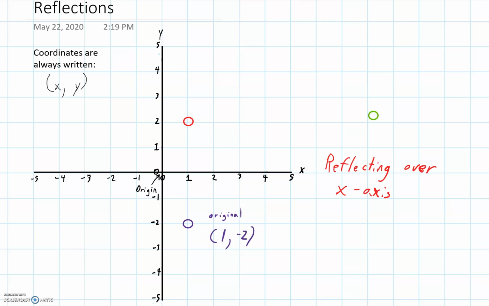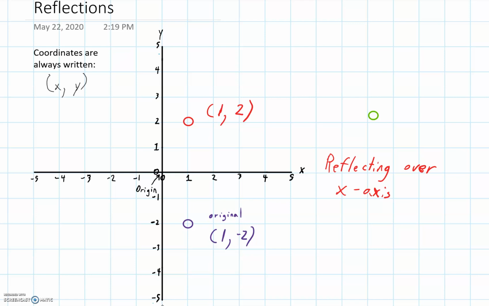So let's find the value of that point. So first of all, we find our x. Well, our x is 1, which is the same as before, which is interesting to notice. And our y is 2. Now, what do you notice about those two values? Well, what I notice is that the x stayed the same, but the y flipped from a negative to a positive. And the same thing would happen in reverse. It would also flip from a positive to a negative, doesn't matter.